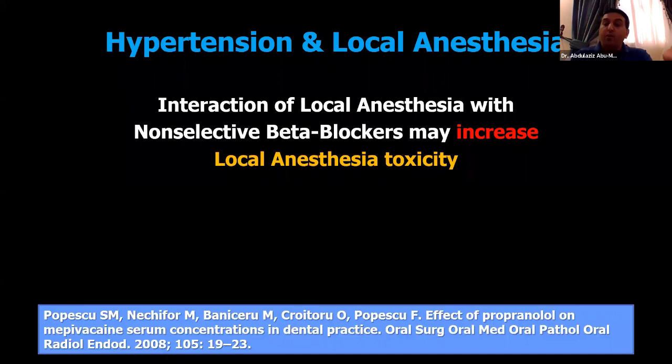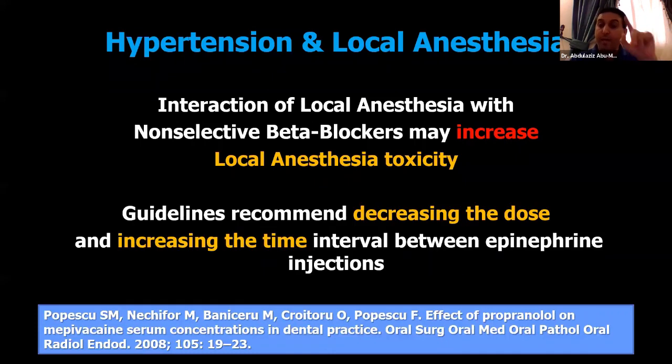The problem with local anesthesia is that the epinephrine and the local anesthesia itself, with non-selective beta blockers, may increase the local anesthesia toxicity. So can we use it with epinephrine? Yes, and we should, but we have to reduce the amount and increase the time interval. If I'm giving a local injection now, I cannot give the next one after a few minutes. I have to wait 10, 15 minutes.